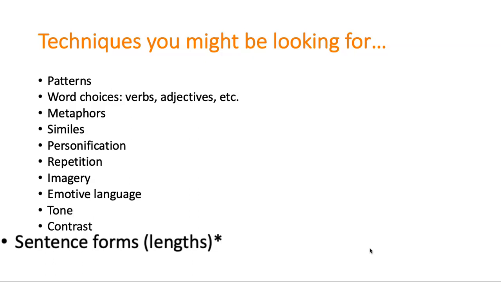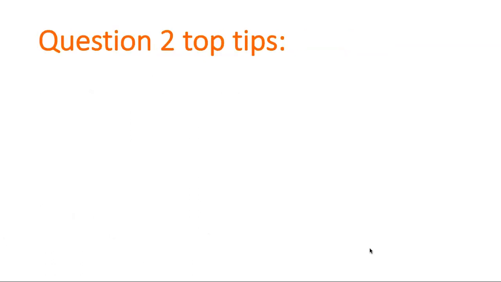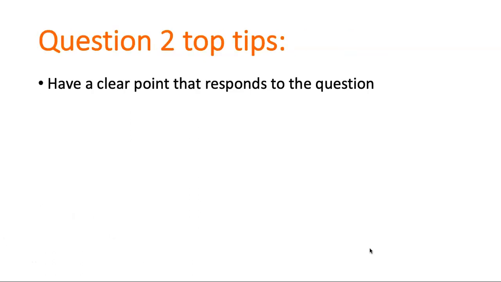If you really think the writer is using short sentences to create a particular tension, to create an abruptness to the writing, then you need to say that, but you need to be really careful about what you say. So talk about it if you've got something really nice to infer. If you're not sure, just stick to the language. Okay, some more top tips for you. Have a clear point that responds to the question.